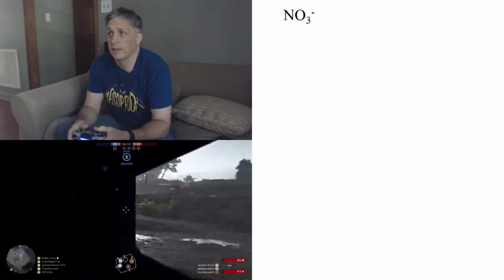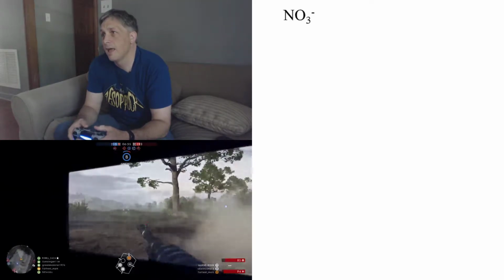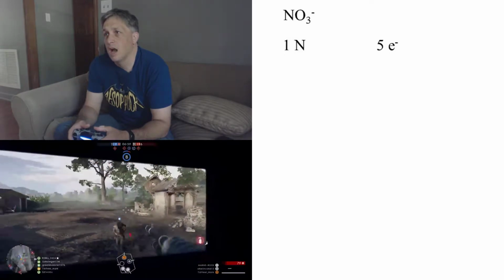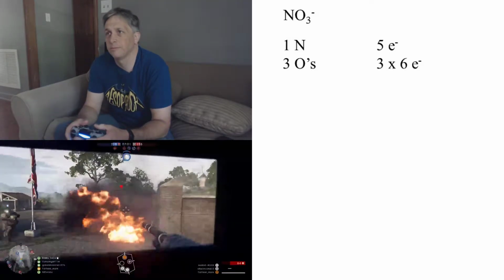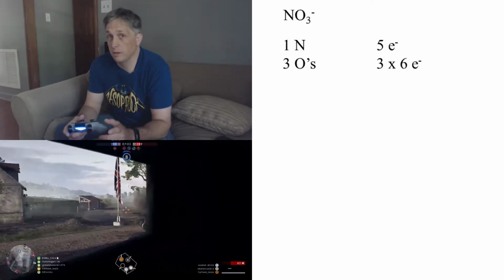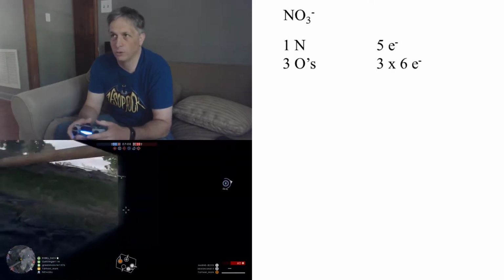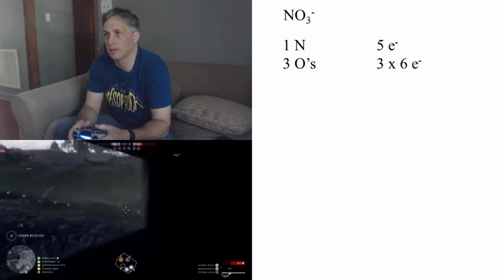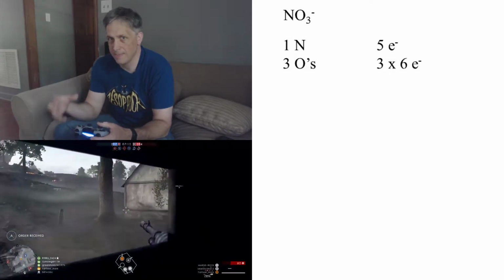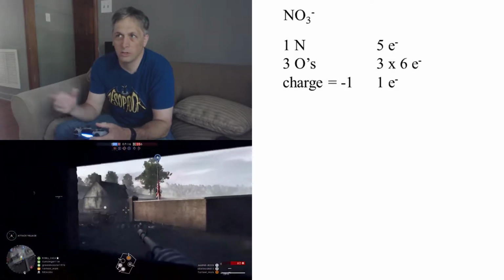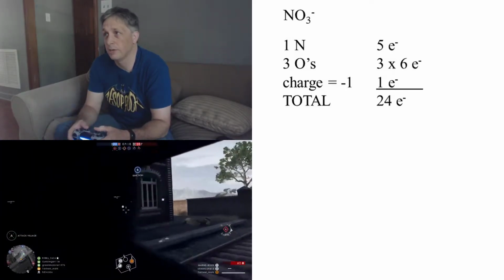Again, we start with our valence count. And again, nitrogen is in group 5. It has 5 valence electrons. Oxygen's in group 6, so 6 apiece. In this case, it's also a polyatomic ion with a -1 charge, which means that molecule's picked up an electron somewhere, and we have to add that electron to our valence count. So at that point, we have a total of 24 electrons that we need to show.